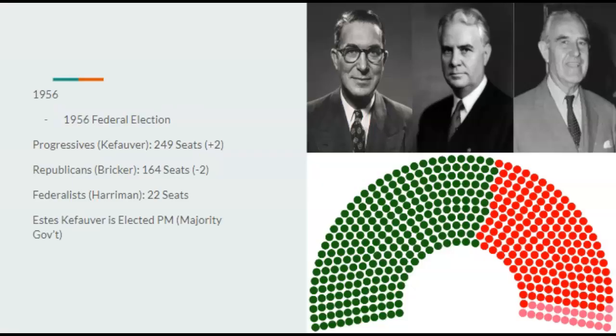The only major event that happens here is the federal election of 1956, where progressives are once again taking power. And you'll see throughout these 2 decades that it's a very progressive time in the United States, as the country is moving in a way similar to how Canada did during this time, in a more liberal direction. But in the 1956 federal election, the Progressives under Estes Kefauver gained 2 seats. The Republicans under John Bricker lose 2 seats, and the Federalists under Averell Harriman don't lose or gain any seats.